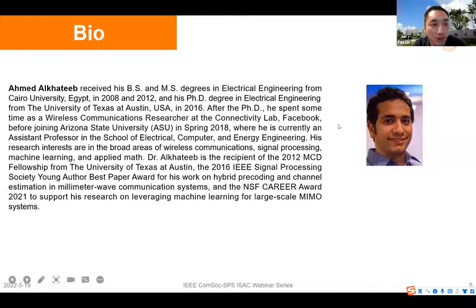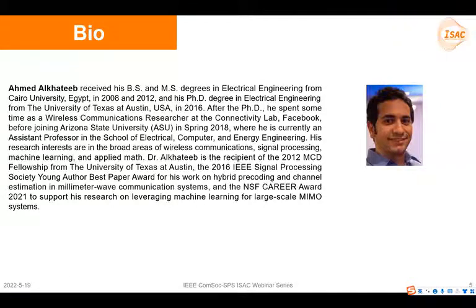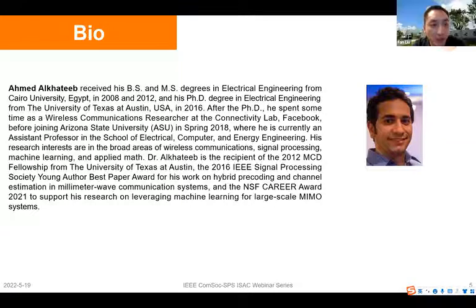Ahmed Alkhateeb received his bachelor and master degrees in electrical engineering from Cairo University, Egypt, and his PhD degree in electrical engineering from the University of Texas at Austin, USA. After the PhD, he spent some time at Facebook. After that, he joined Arizona State University, where he's currently an assistant professor. His research interests are in the broad areas of wireless communications, signal processing, machine learning, and applied math.